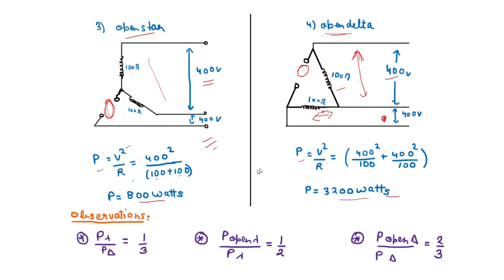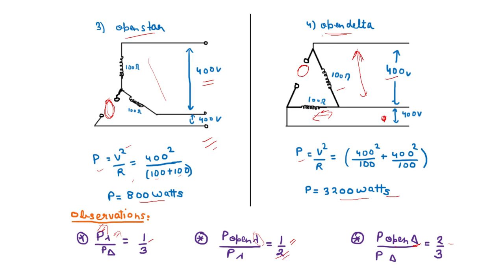Now, what we observe from this, that in star connected system, power consumed is 1 upon 3 times of delta connected system. Therefore, we prefer star connected system. Then by opening one connection in star, we get that the power consumed is reduced by 50%, as P open star upon P star is 1 by 2. And then by opening a delta connection here, the power is reduced by 2 by 3 of the total power, as P open delta upon P delta is 2 by 3.